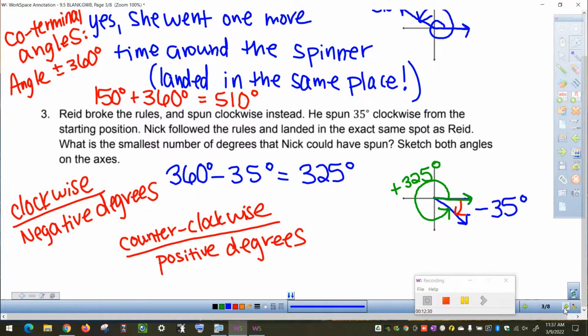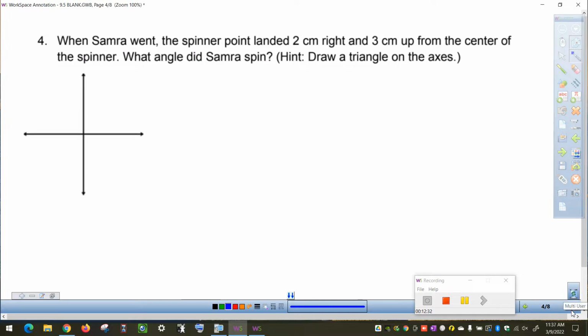All right, we have another interesting thing happening here in the fourth problem. So when this student went, it says that the spinner point landed 2 centimeters to the right and 3 centimeters up from the center of the spinner. Let's see if we can draw that here. So 2 centimeters to the right, just kind of estimating here, and then 3 centimeters up. I'm just going to make a point here, showing where it landed, and let's actually extend that line all the way to the center.